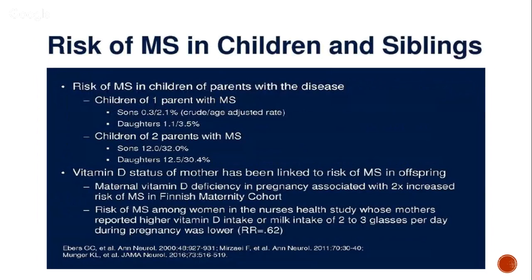What about risk of MS in children and siblings? What is the general risk of MS in the population? What's the general prevalence of MS in the population?